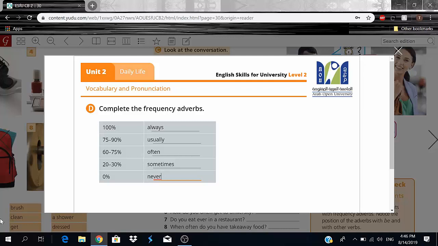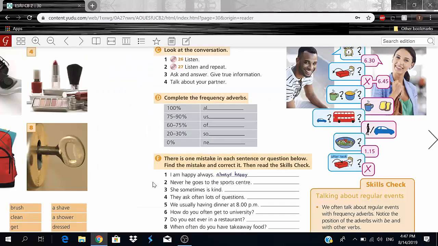Okay? And these are called frequency adverbs. So we have always, 100%, 75 to 90%, we use the word usually, 60 to 75%, often, that meh word, and then 20 to 30% is sometimes, and finally 0% is never. Okay, you guys? I hope you understood what it means. Now let's move on.